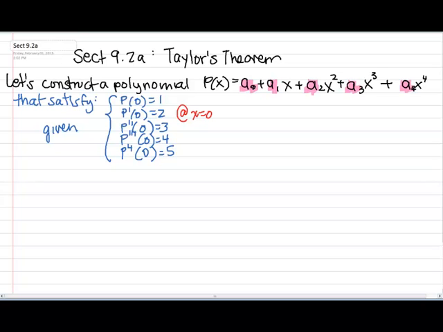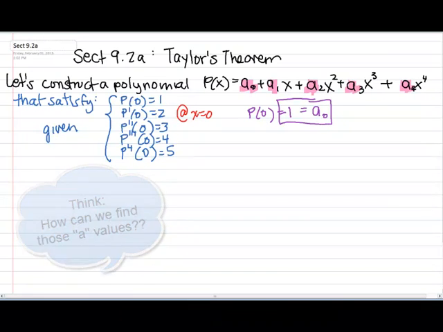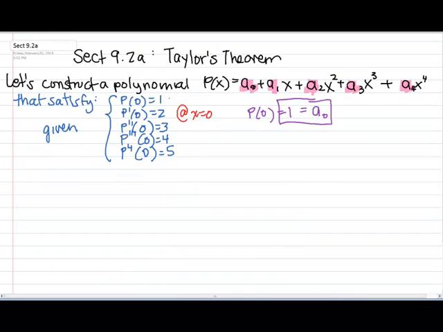So let's first just start off. Well, since p of 0 is 1, then that must mean a sub 0 is equal to 1. That one's kind of easy. So I've used this first given. Well, how do we use p prime of 0 equals 2? Well, we need to find what p prime of x is.